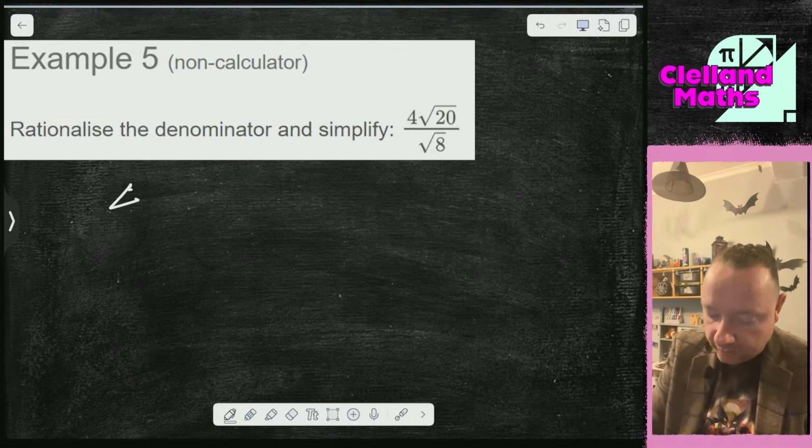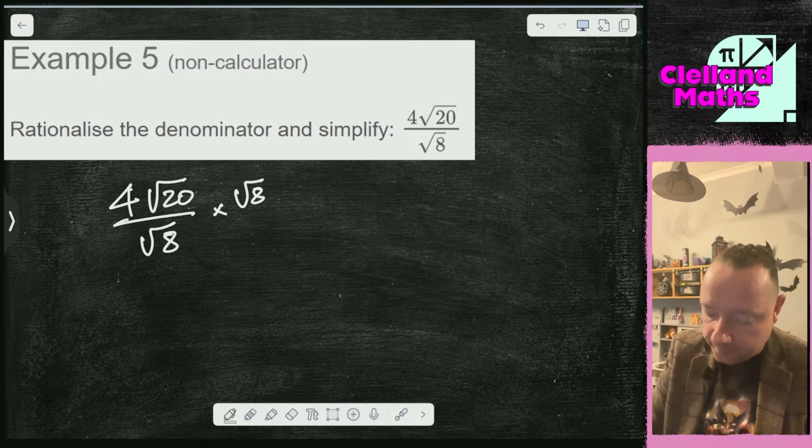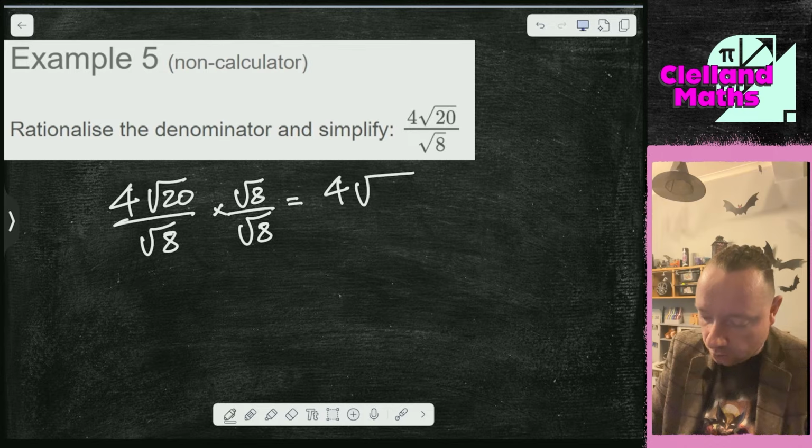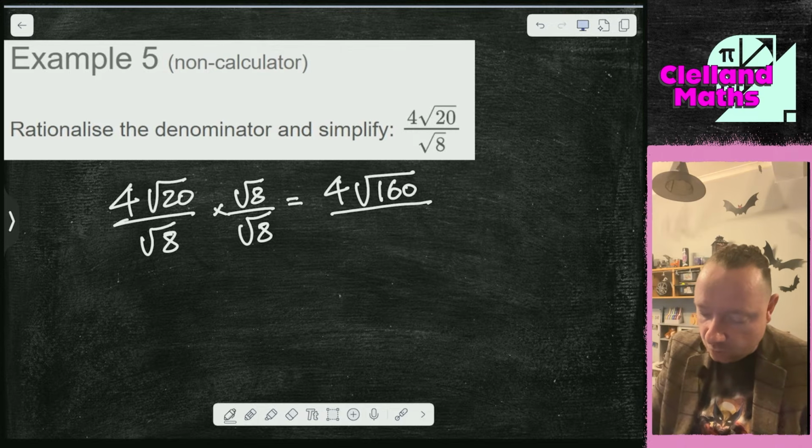Okay, we get to example 5 and it says rationalise the denominator and simplify. So rationalise the denominator means we multiply by the denominator over itself, to get rid of that root on the bottom, that means to be rational on the bottom. So root 8 over root 8. So that gives me 4 root 8 twos is 16, which is root 160, over 8.